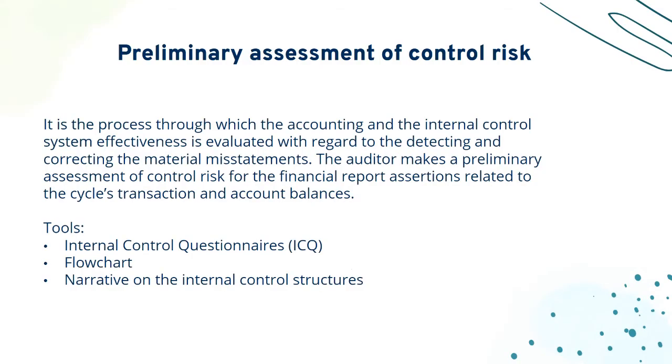Okay, now we talk about preliminary assessment of control risks. It is the process through which the accounting and internal control system effectiveness is evaluated with regard to detecting and correcting material misstatements. The auditor makes a preliminary assessment of control risks for the financial report assertions related to the cycle's transactions and account balances. Those are the tools of preliminary assessment, which are the internal control questionnaire (ICQ), flowchart, and narrative on the internal control structures.